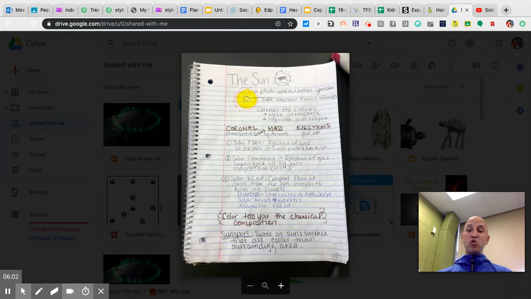And sunspots move, all right? They don't always stay in the same spot on the sun, and they go through cycles. So sometimes there are more sunspots than other times in the sun's lifespan. They're constantly changing. So these sunspots are cooler areas than the surrounding area around them. All right, that's the notes.